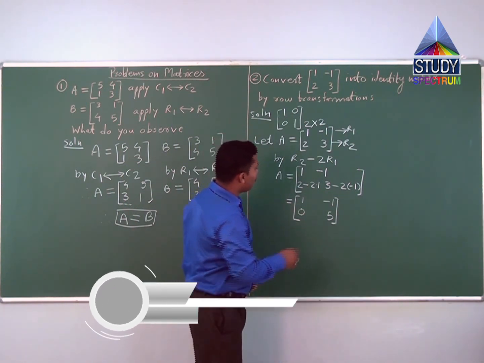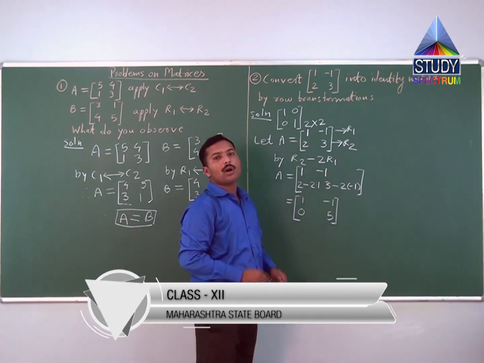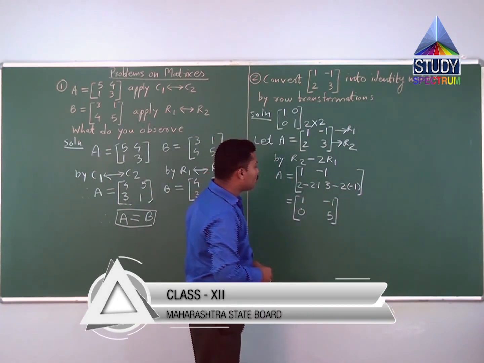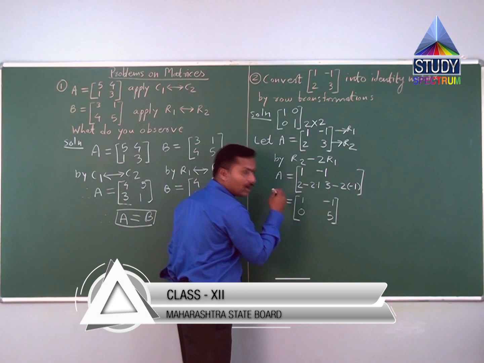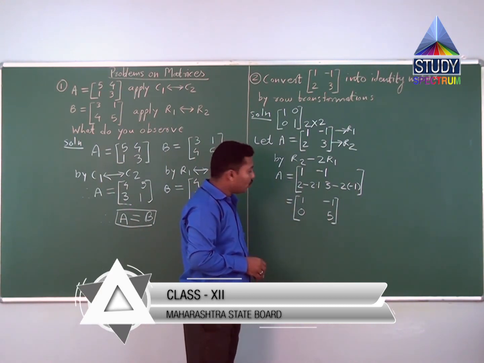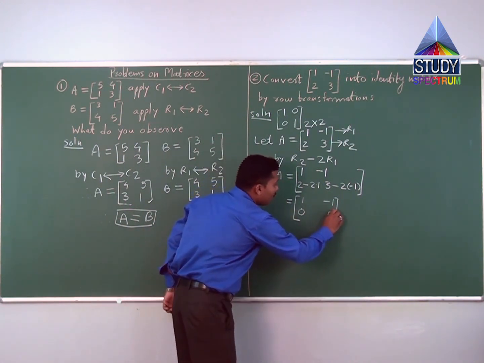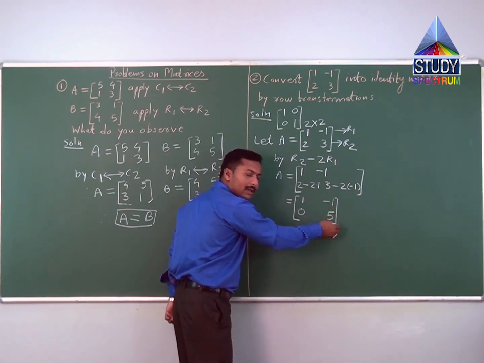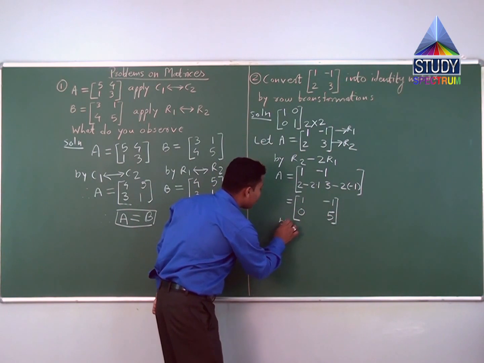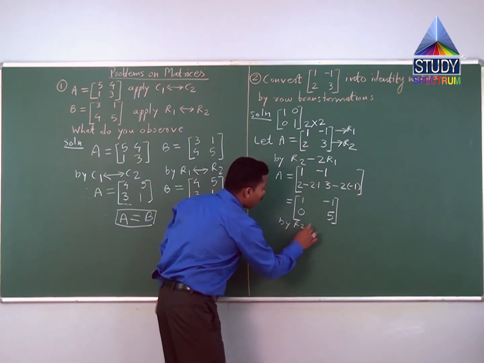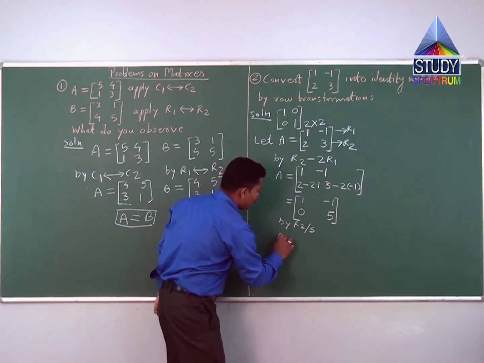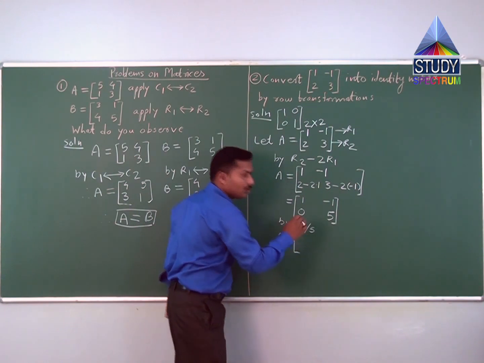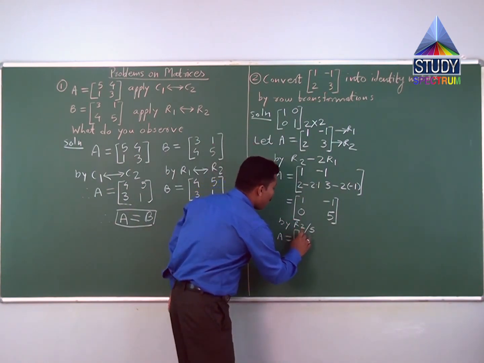Also we want to make this 5 a 1. So we can divide the second row directly by 5, because we want a 1 here instead of 5. So we divide this number by itself. So by R2 upon 5, A equals 1 minus 1, 0 1.